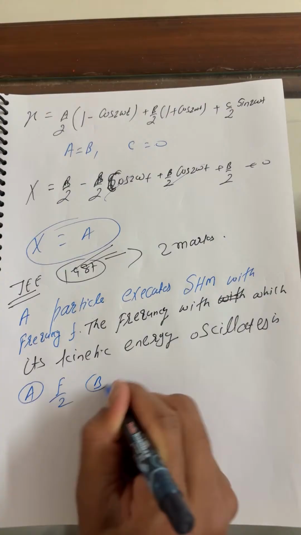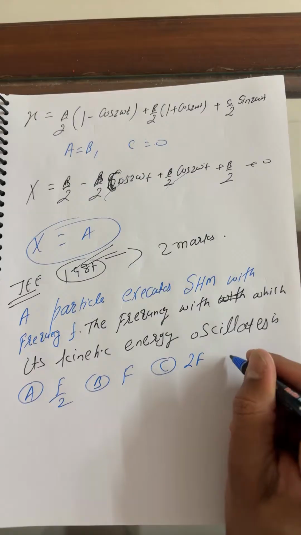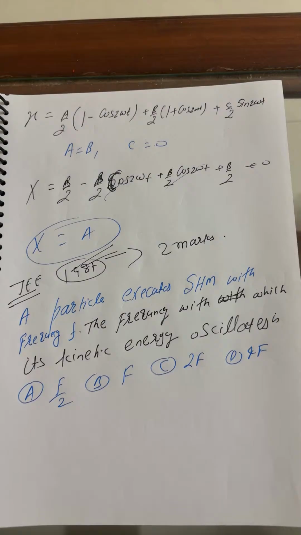So option first here is f by 2, then f, this is 2f, and last is 4f. Can anyone answer this question here? I discussed this question in theory also. Because this is not a tough question. Anyone from all of you?